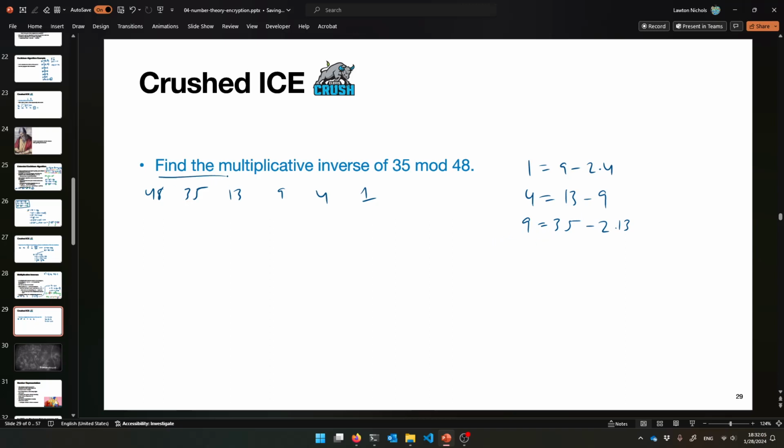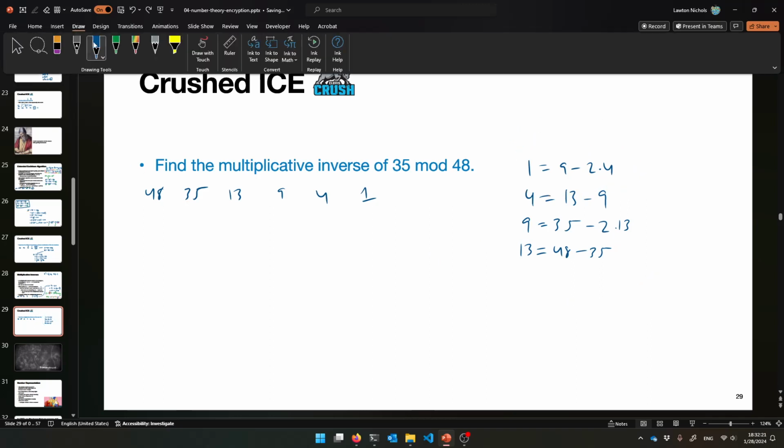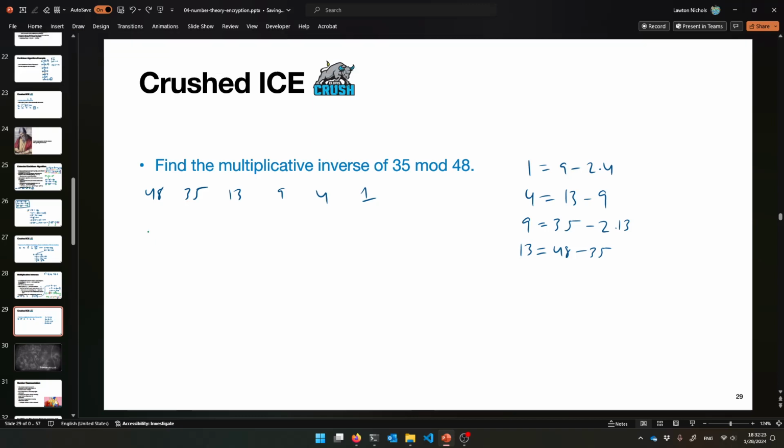And then finally, I've got 13 involving 48 and 35. 13 is equal to 48 minus, so it's just minus 1 times 35, right? Yeah. So, okay. Now let's start with the first equation. Let's unpack it all. We'll get there eventually in the end. So, okay, I got 1 is equal to 9 minus 2 times 4. All right, let's replace using the next equation.